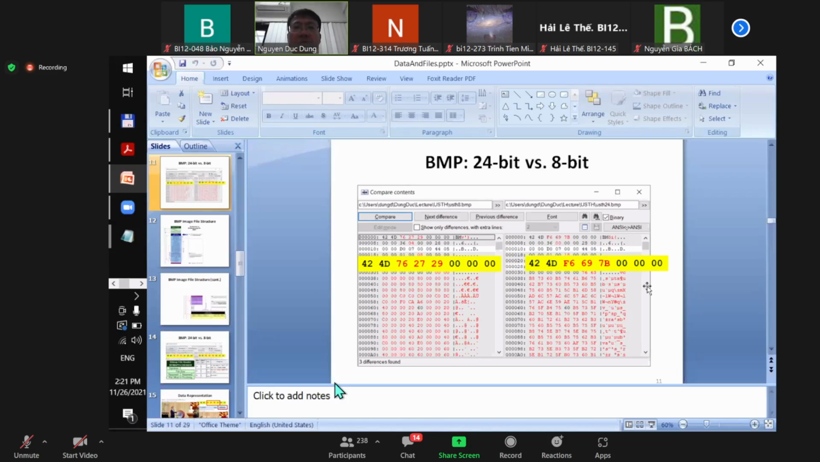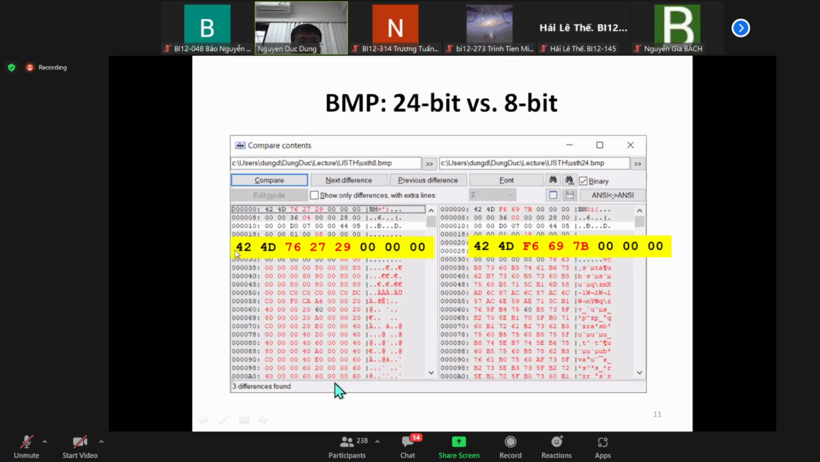Now I view the two files and compare the content of the two files. The first 8 bytes of USTH8 have such values here: 42, 4D, something like that. And the red color means that Total Commander highlights the differences between the two files.